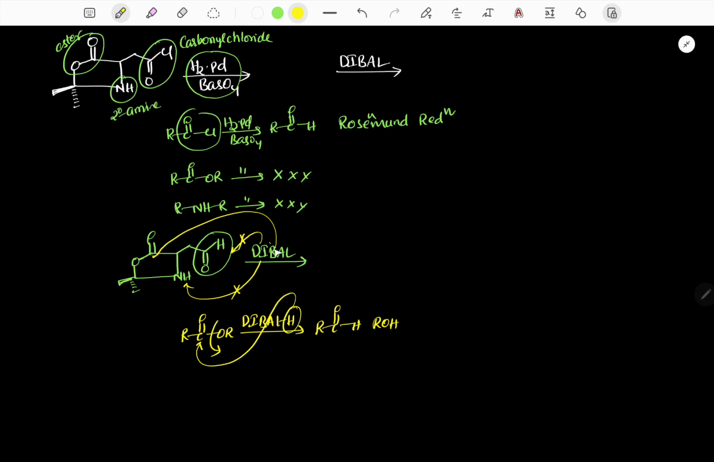Similarly, here also hydride attacks the carbonyl carbon, and the leaving group leaves. Therefore, the final product, if I take acidification as granted, is this. It is our final product. So here the corresponding ester is converted into aldehyde and alcohol part.